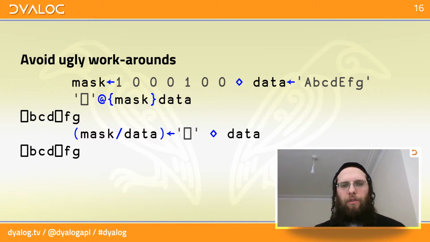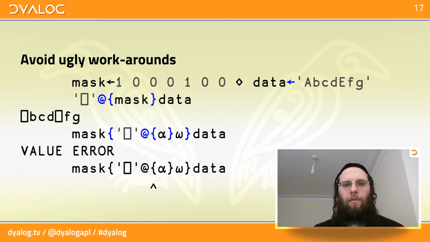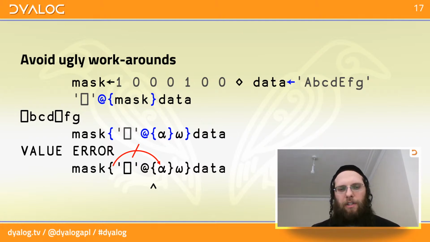Well, that's all very good, but let's make a utility function that does this. It takes a mask, and then it puts quads into those locations as indicated by the mask in the right argument. That looks fine, except we get a value error. What happened? Well, the inner braces, the inner dfn, introduced a new scope where we have a new left argument, and the at operator doesn't supply any left argument to its right operand. We can't see the left argument of the outer dfn because it's being shadowed by the missing left argument of the inner dfn.